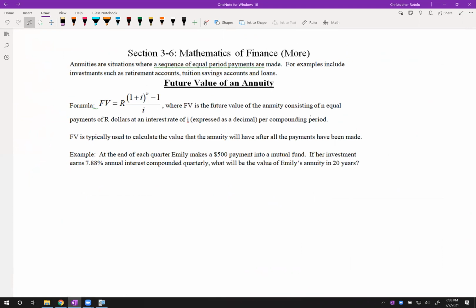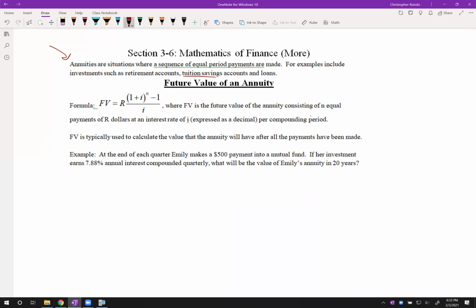So talking about an annuity, and we have some examples up top here. So retirement accounts, tuition savings accounts, and loans like 529s, things like that. That might not be true, but when I think of tuition savings, that's what I think of. I'll ask my wife later. She knows all about this stuff.